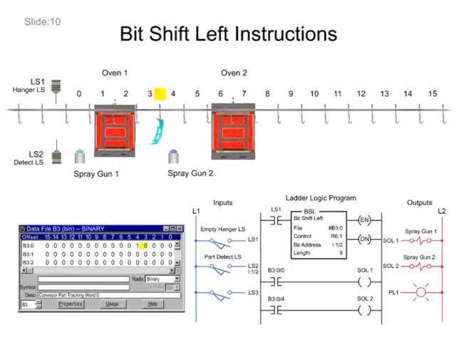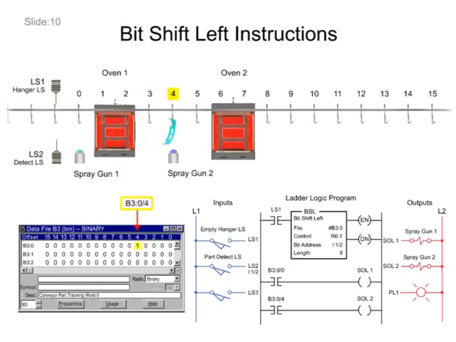Shifting to the fourth bit of the word, bit 4 input status is true, and the top coat spray gun solenoid is energized, completing the paint process.